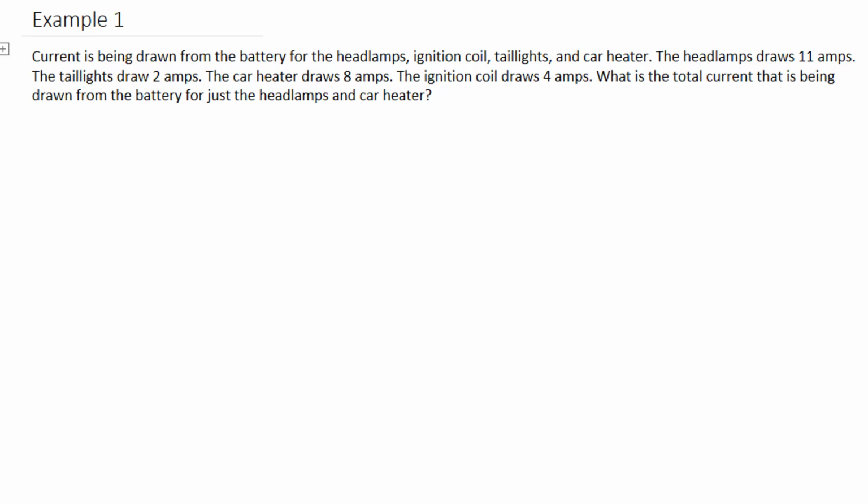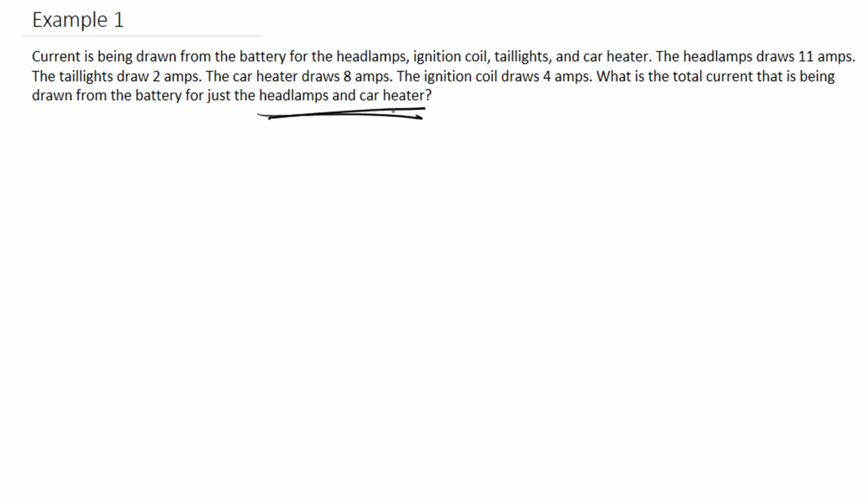Current is being drawn from a battery for the headlamps, ignition coil, taillights, and car heater. The headlights draw 11 amps, the taillights draw 2 amps, and the car heater draws 8 amps. The ignition coil draws 4 amps. What is the total current that is being drawn from the battery for just the headlamps and car heater?